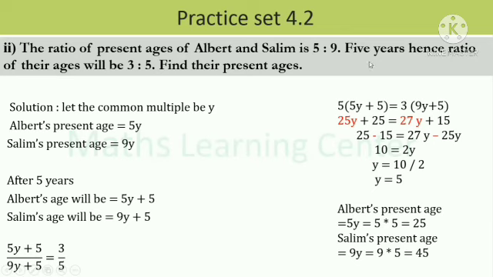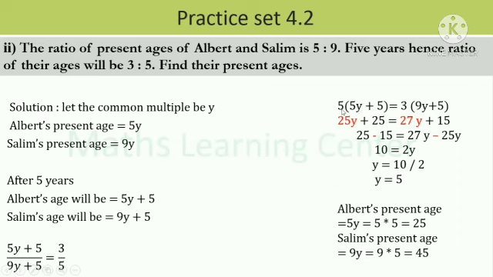After 5 years, everyone's age will be increased by 5. So Albert's present age is 5y, after 5 years, 5y plus 5. Salim's age will be 9y plus 5. And they are saying that if you take the ratio of their ages after 5 years, it will come 3 upon 5 or 3:5. So 5y plus 5 upon 9y plus 5 is equal to 3 is to 5. Do the cross multiplication: 5 into 5y plus 5 and 3 into 9y plus 5.